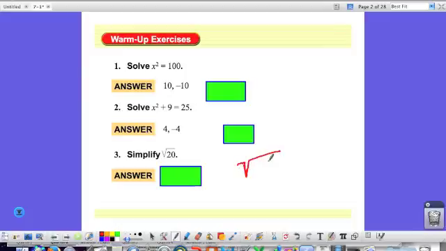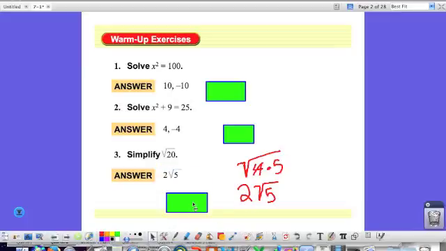Simplify. So the square root of 20 simplifies to the square root of 4 times 5. The square root of 4 is 2. So the answer should be 2 radical 5.